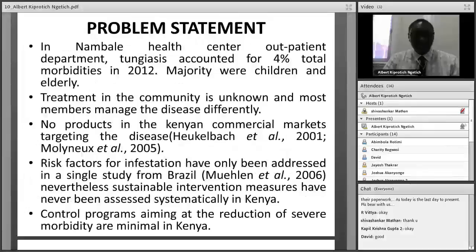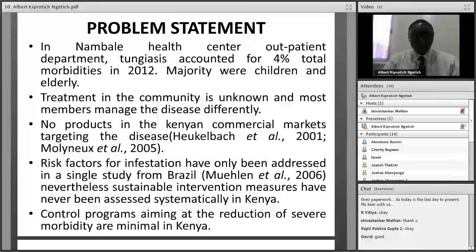Treatment in the community is also unknown, and most members of the community manage the disease differently. We don't really know; it is uncertain what they usually use to treat these cases. In Kenya also, there are no commercial markets targeting the disease. The products targeting the disease are not really in the commercial markets.